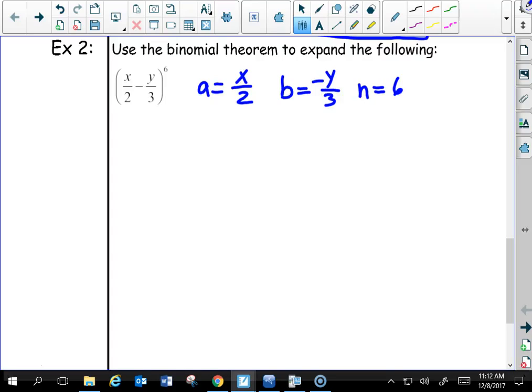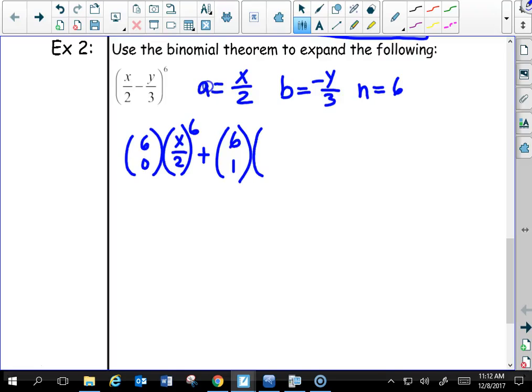Hopefully I didn't miss another problem even worse than this. All right, so starting out with a combination of 6 and 0, and we take our a to the 6th power, a combination of 6 and 1, and the power on a goes down by 1.